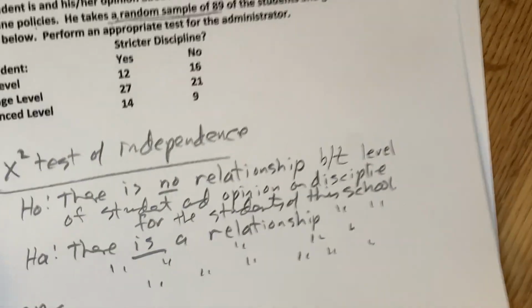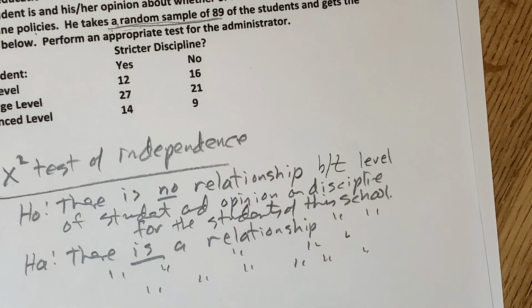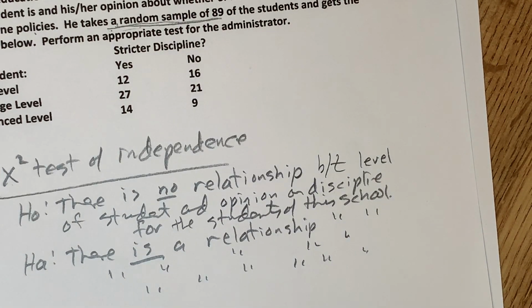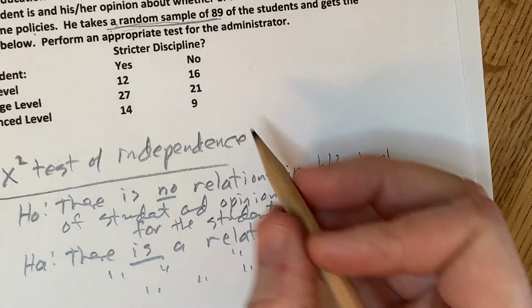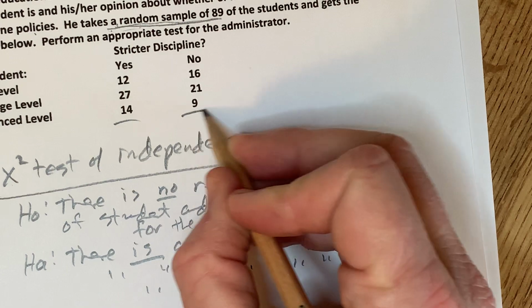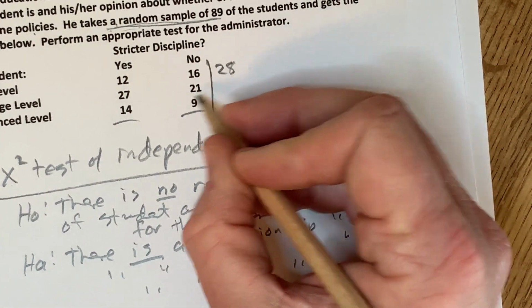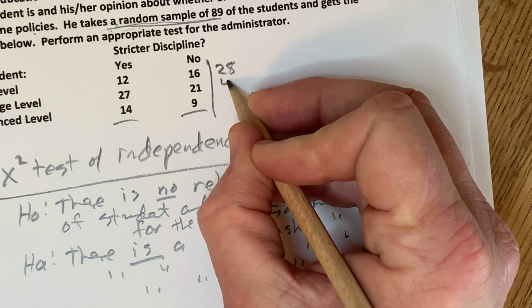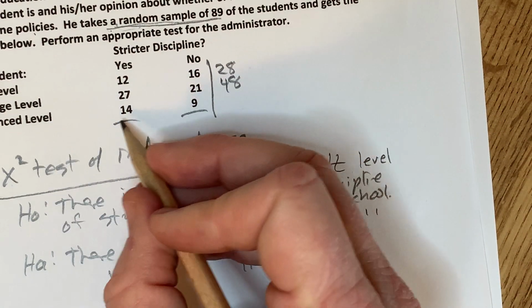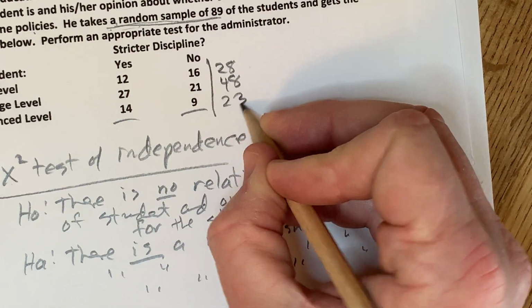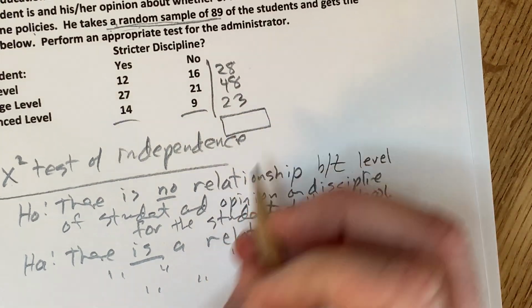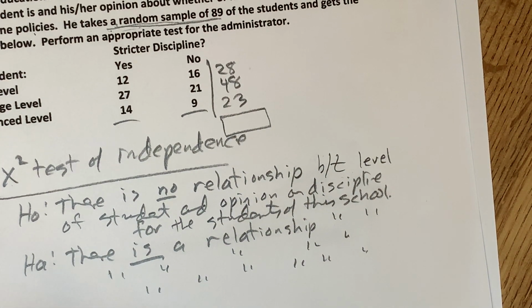All right, so what we'll do to do our mechanics, now we could, of course, I'm not going to go through how to do this by hand like on the other one, but you would, once again, to get your expected counts, get your marginal distributions. You would say there's 28 and there's 48 of the average level, and the advanced level, that's 23, and that should add up to 89.